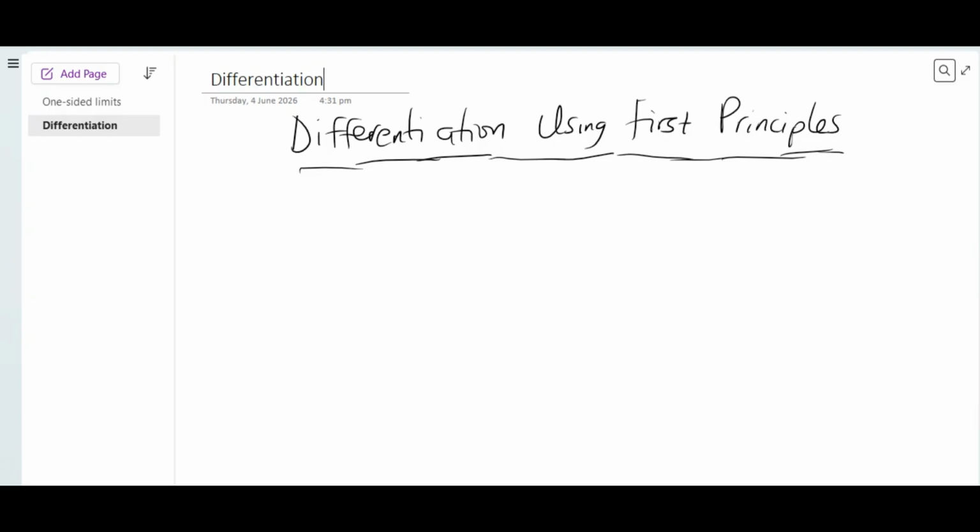In today's lesson, we want to look at a basic concept in calculus called differentiation. However, we are going to look at one particular definition for differentiation. That is the differentiation using first principles.